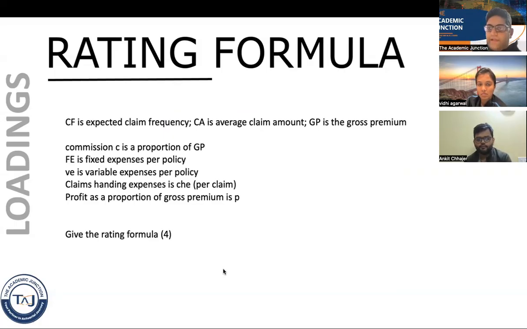To start off that process, we have a question here, and I'm going to give you guys only 4 minutes to solve it. CF is the expected claim frequency. CA is the average claim amount. GP is the gross premium. Commission C is a proportion of gross premium. FE is the fixed expenses per policy. VE is the variable expenses per policy. CHE is the claims handling expenses per claim. Profit as a proportion of gross premium is P. Now, I want you to give the rating formula for GP. So how do you get GP from all these components?